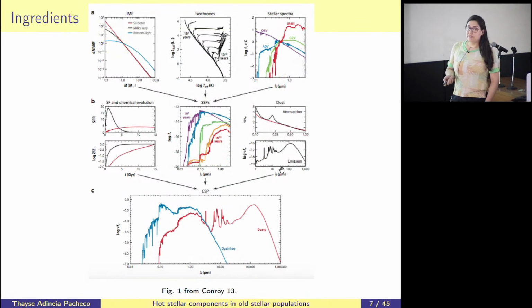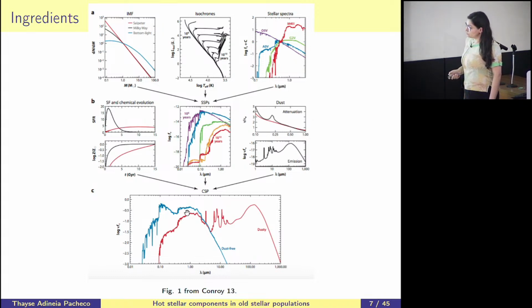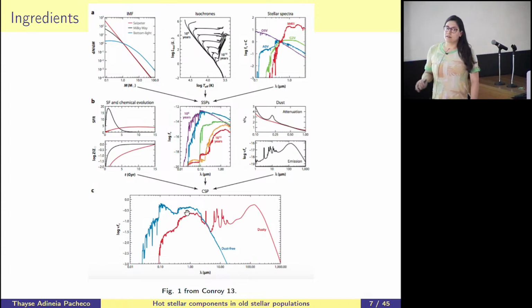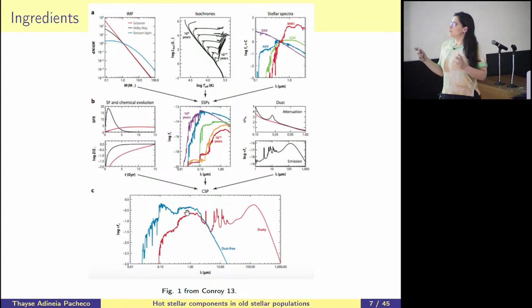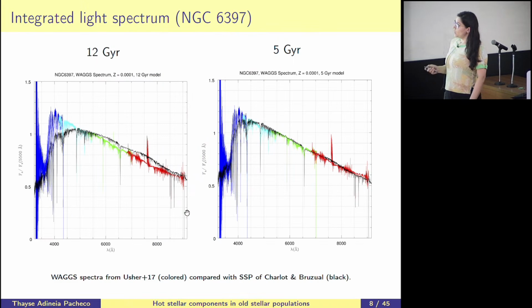We have a few ingredients. We need an initial mass function, isochrones, and stellar spectra libraries to build simple stellar populations. Then we can add some star formation rate and chemical evolution with dust to build a composite stellar population. So we can compare these simple stellar population models to our unresolved observations, and with this we have the integrated light spectrum.